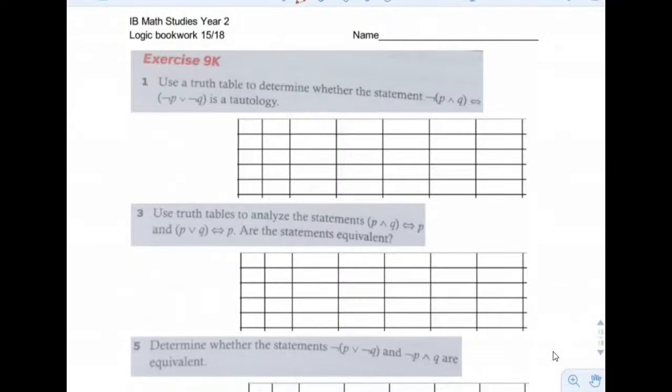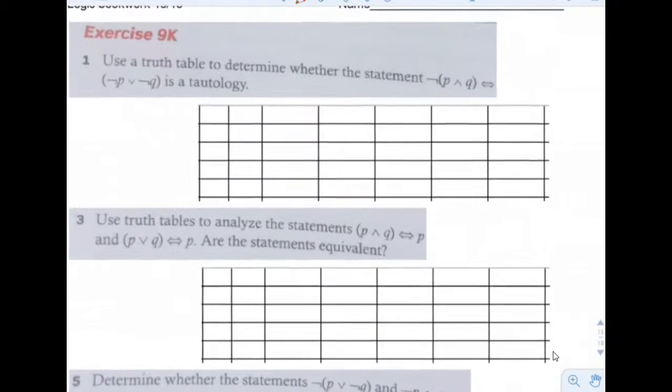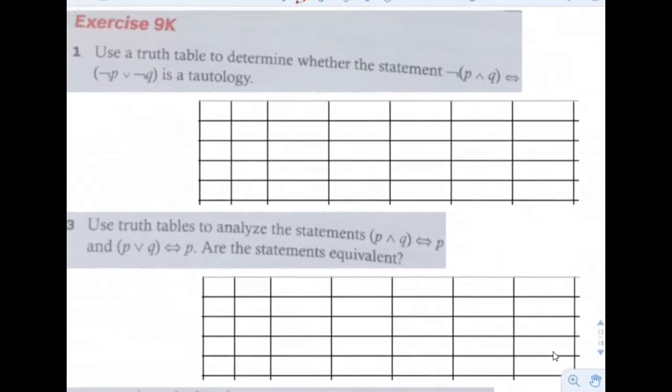Okay, page 15 and 16 of logic. Use a truth table to determine whether the statement not (P and Q) is equivalent to not P or not Q, i.e., is a tautology. So you're getting probably pretty good at this. We're just going to start building, from the beginning, to this. This seems to be one of the most important things. We need a not P, we need a not Q, and we're going to combine all these.